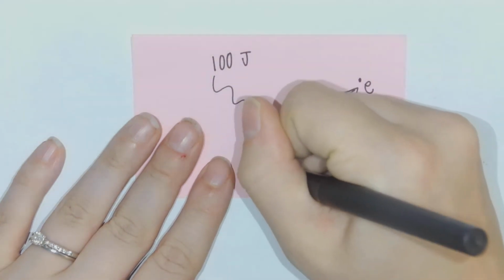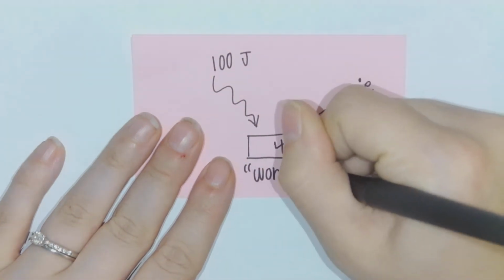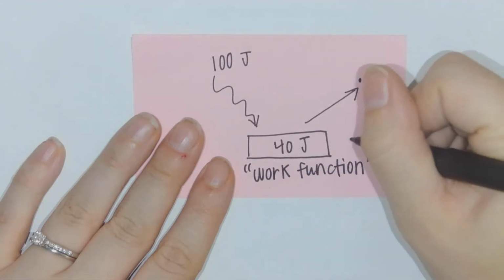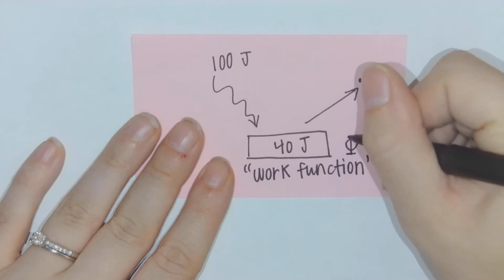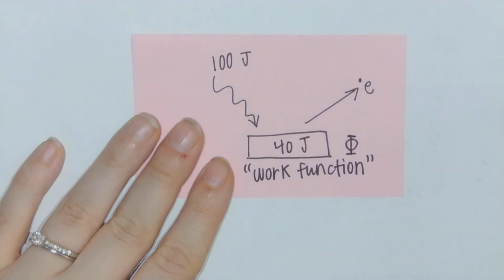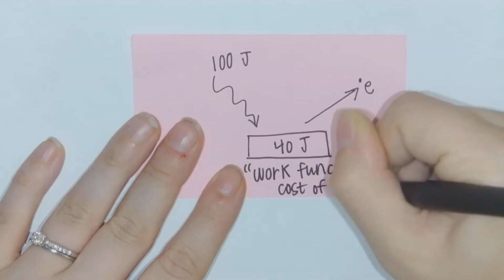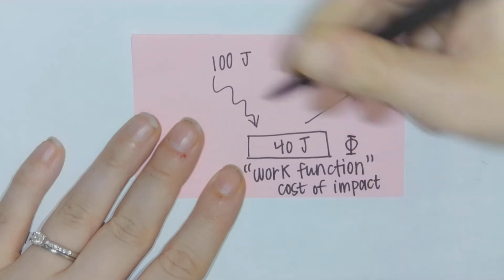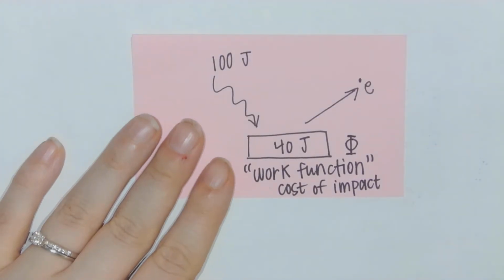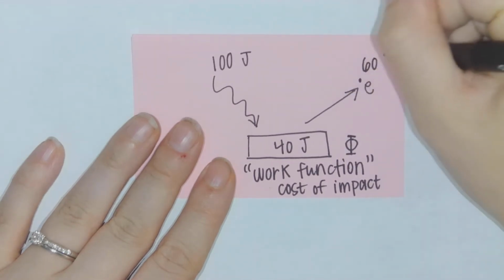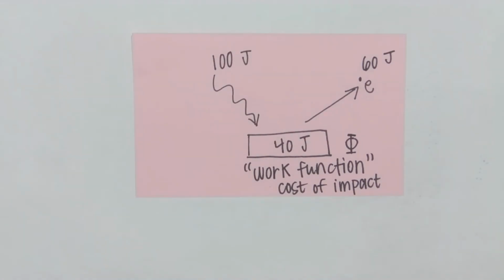That cost is called the work function. It has a symbol that looks like this. It's like the letter I with a ring around it. But again, it's just the cost of the impact. How much energy we're losing in the impact. So if 100 came in and lost 40, then the electron would be leaving with 60 joules of energy. It makes sense when it's easy numbers, right?